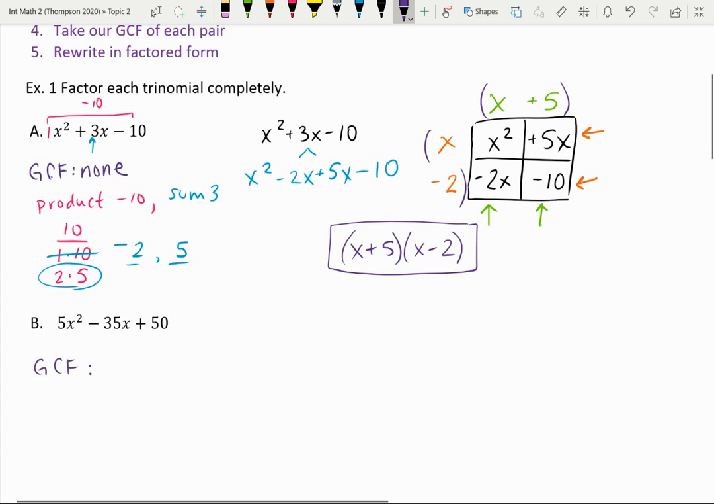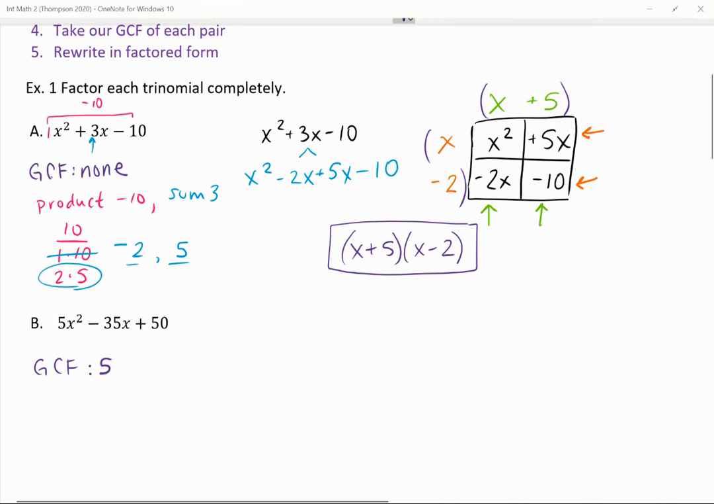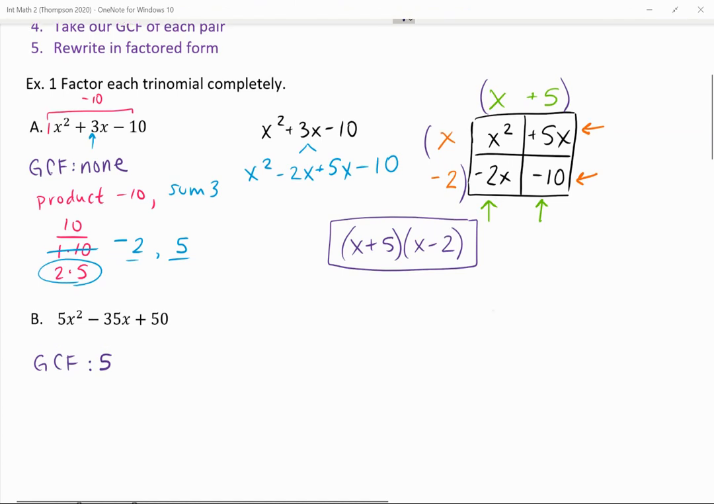With a 5 and a negative 35 and a 50, I know that I can take a 5 out of all of those. When I look at the variables, I have x squared, x, and then nothing. If this is beyond your scope right now, then you are free and welcome to continue to write out the factors. So I'll show you that in a moment.